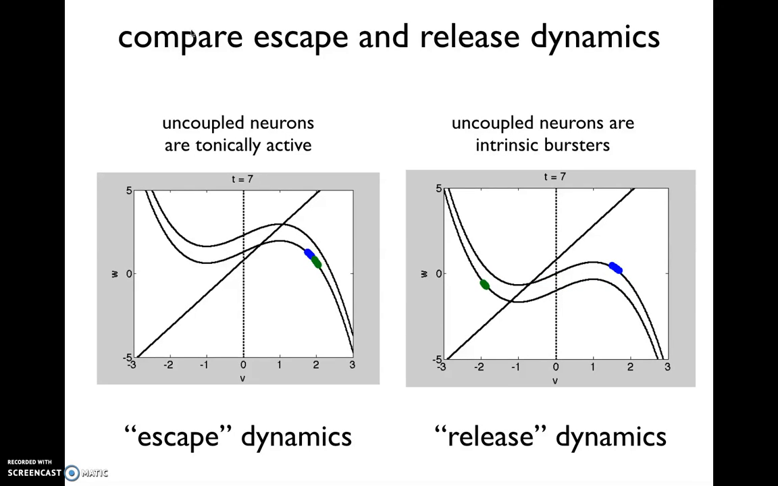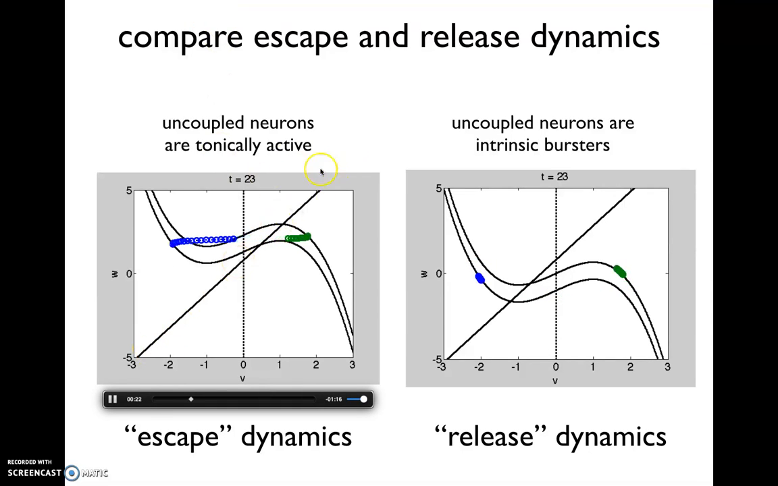So the distinction between escape dynamics and release dynamics is easy to see in the phase plane. Remember, these are the phase planes for two identical reciprocally coupled inhibitory neurons. The straight nullcline is a slow recovery variable, and the cubic nullcline is the nullcline for the fast voltage variable.